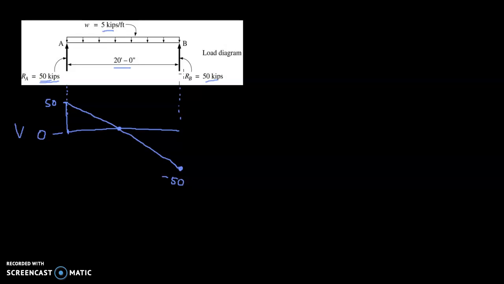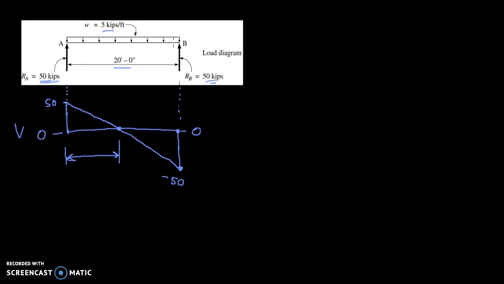But when we reach the end of the beam, we encounter a positive 50 kip load. So that's going to take the shear diagram back up to a value of 0. And that's good. We want to end at 0 and begin at 0. So in this case, it's fairly easy to figure out where we cross the x-axis because it's going to be exactly in the middle of the beam.